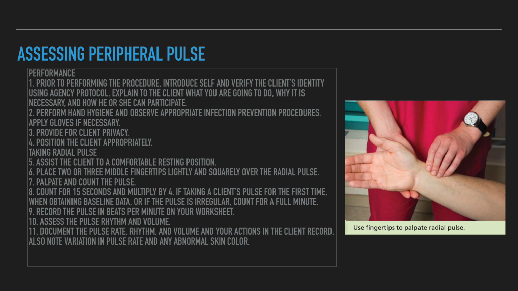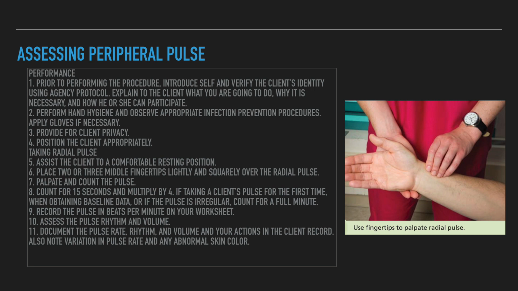Assessing the peripheral pulse. First, wash hands, identify the client, and explain the procedure. Rationale: provides safety and increases client compliance. Then, position client comfortably with forearm across chest or at side with wrist extended. Rationale: relaxed position of lower arm with wrist extended allows easier artery palpation.